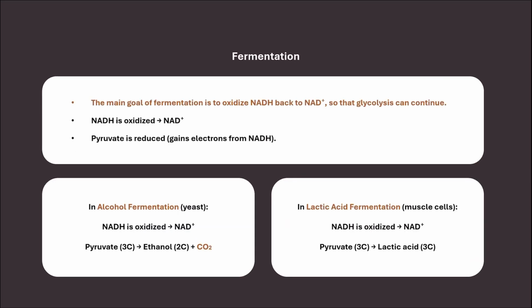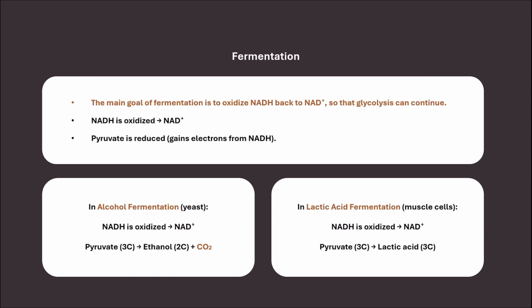But what if there's no oxygen? Cells can still make ATP using fermentation, which keeps glycolysis running. The purpose of fermentation is to oxidize NADH back to NAD+, so glycolysis can continue. So since NADH loses electrons and is oxidized, the pyruvates need to get reduced.